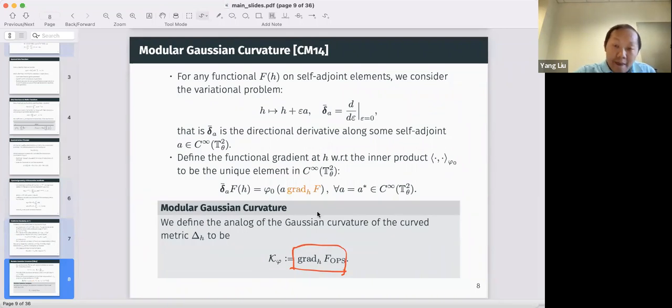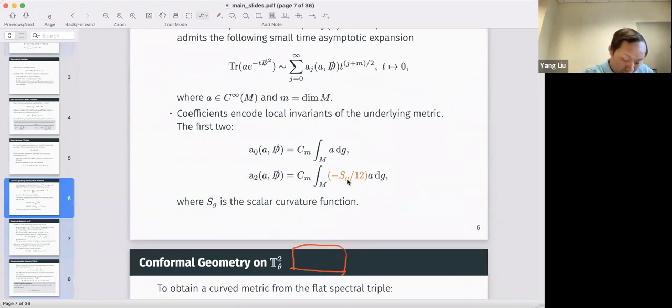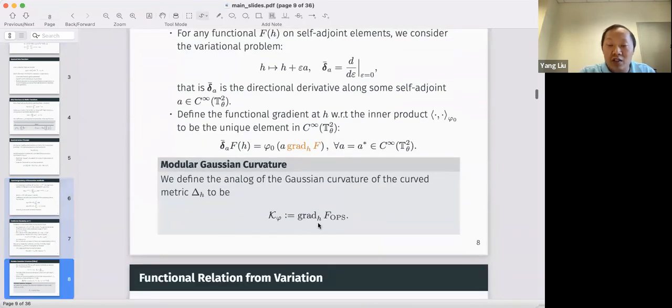By the way, from here you can also make the first definition, computing the density for this a2 coefficient, as the analog of the modular scalar curvature. After explicit computation, one can show that this density and the density from variation are quite close to each other. They only differ by a very simple factor. I think this agreement reflects that in the classical case, the scalar curvature and the Gaussian curvature differ by a factor of two.